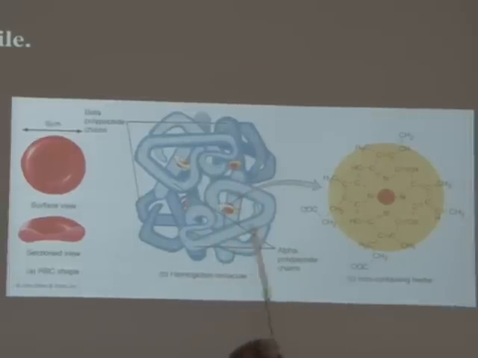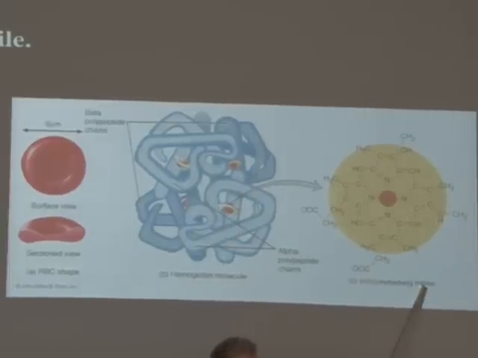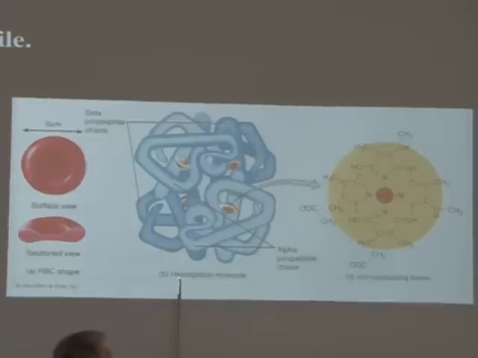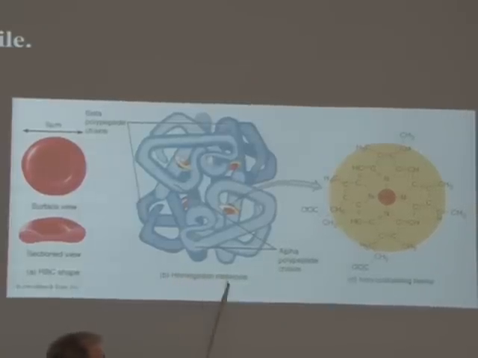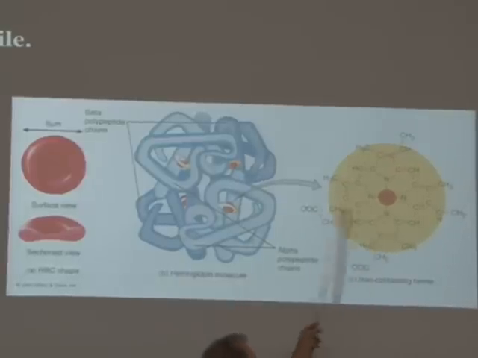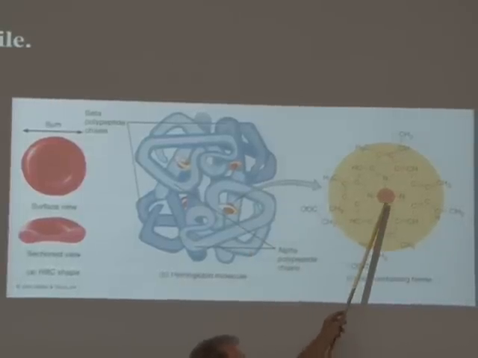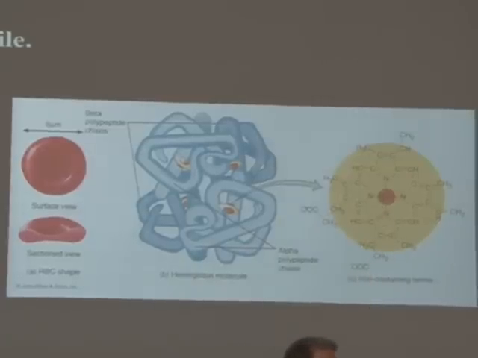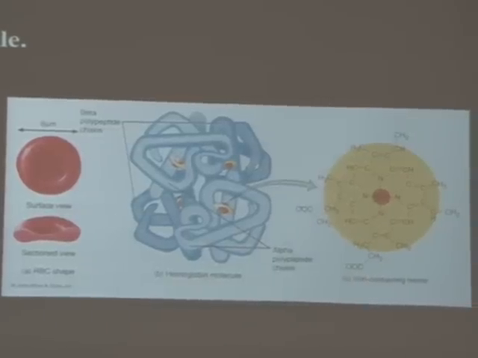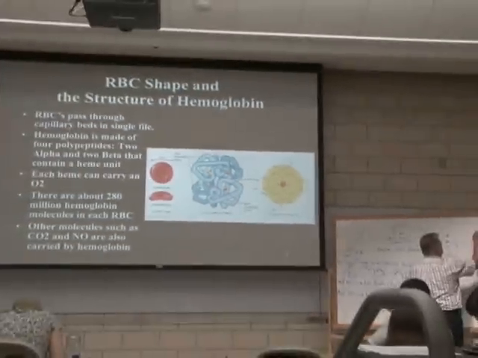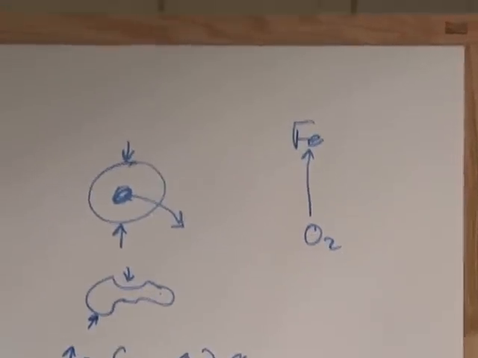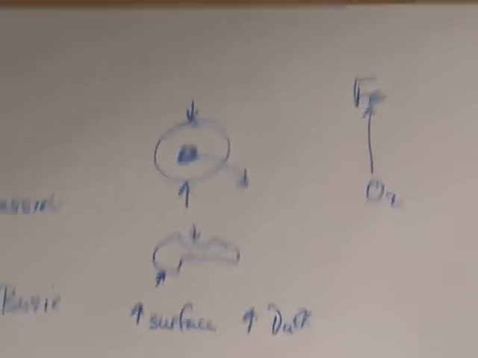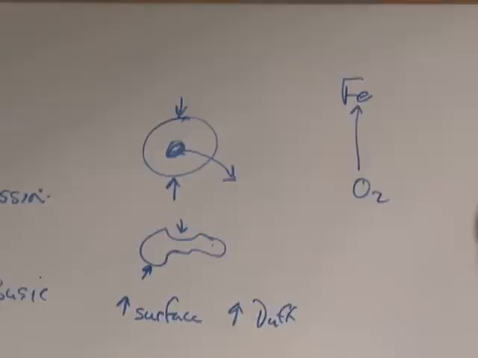And then at the center of each protein, we have this, which is called a heme unit, which is where the heme in hemoglobin comes from. And at the center of each heme unit is an iron, and each heme unit can combine with one molecular oxygen. So the key to it is one Fe can combine with one O2. So each hemoglobin can carry four O2 molecules.